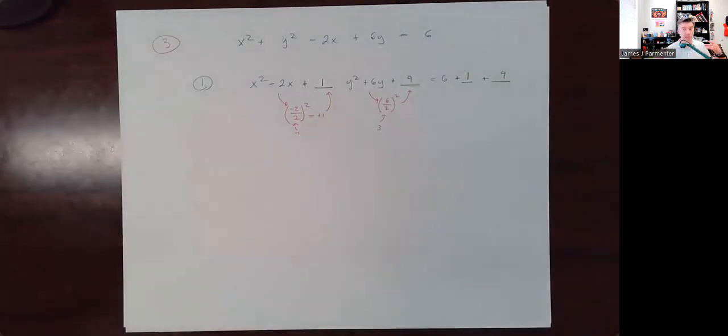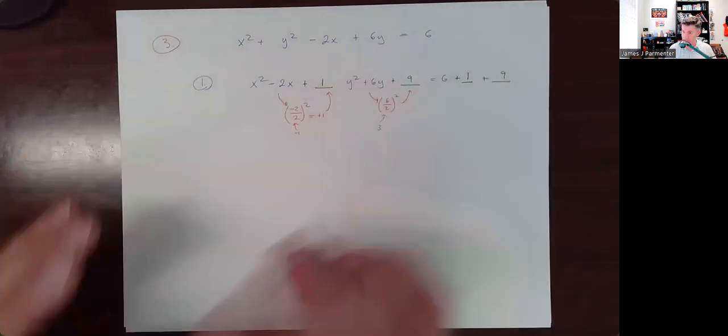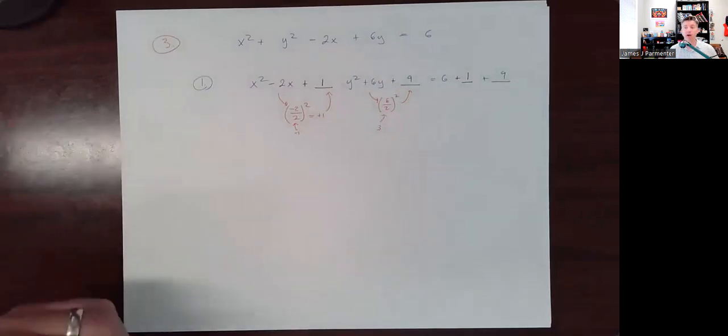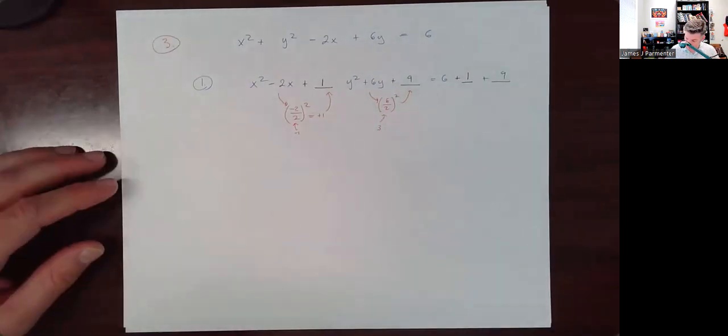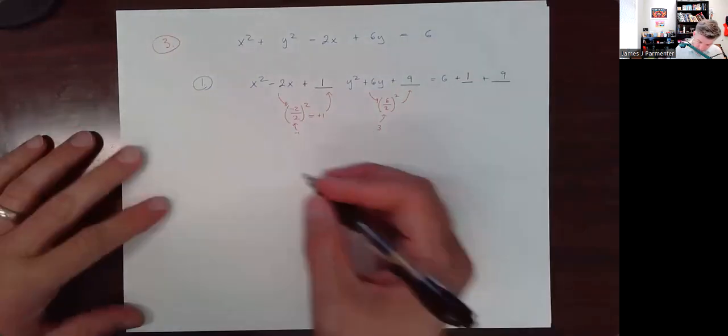So far, we haven't really changed anything. We've just added 1 and 9 on this side and added 1 and 9 on the other side. So it's still the same equation. Here's where we've actually already completed the square. Here's where we're going to rewrite it. So x squared minus 2x plus 1 can be factored.